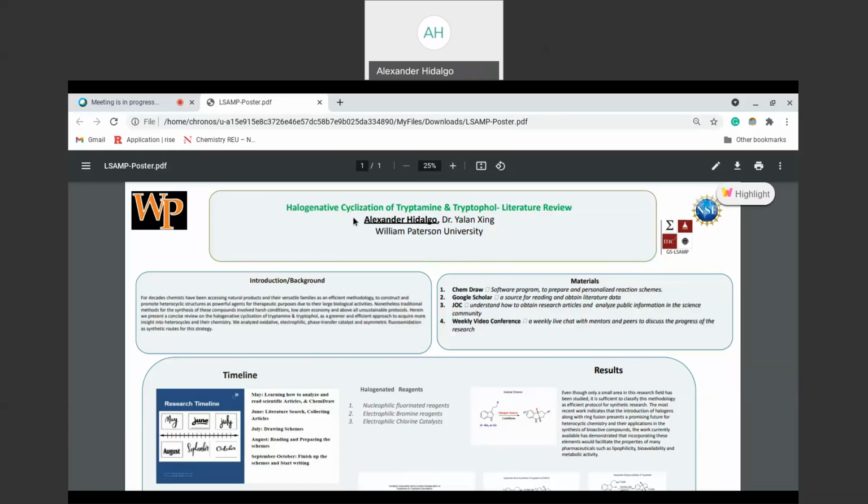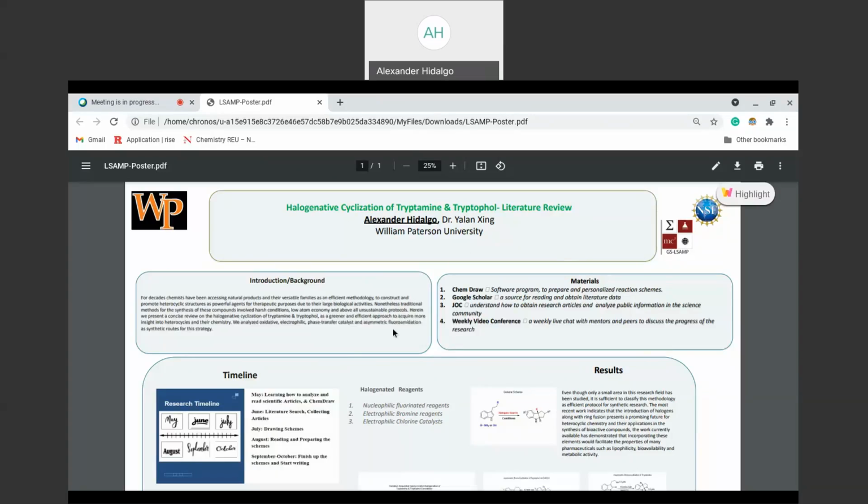The halogenation, specifically halogenative cyclization, of these molecules basically provides an introduction into the understanding of natural products and their heterocyclic structure. This is in turn important because it enhances our knowledge of the biological activity of these natural precursors.